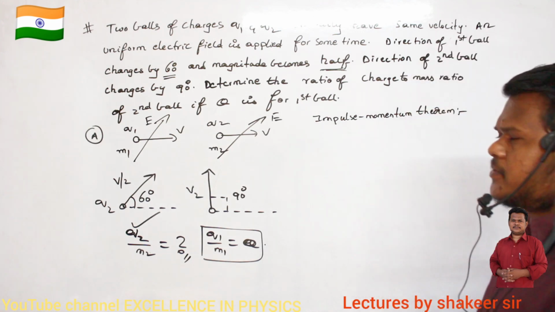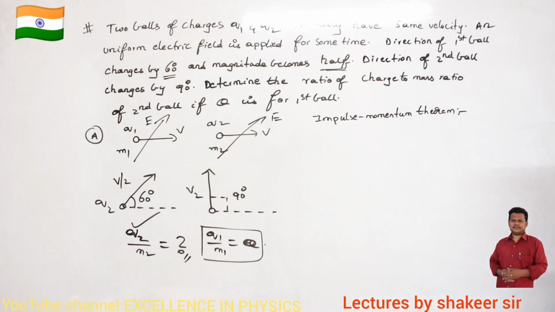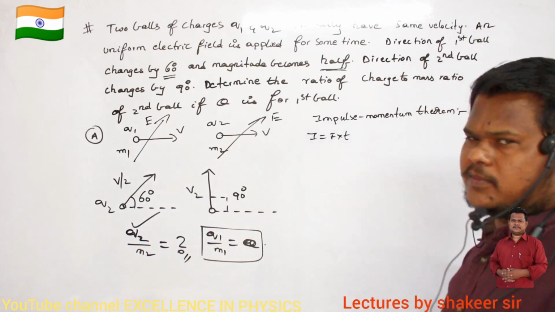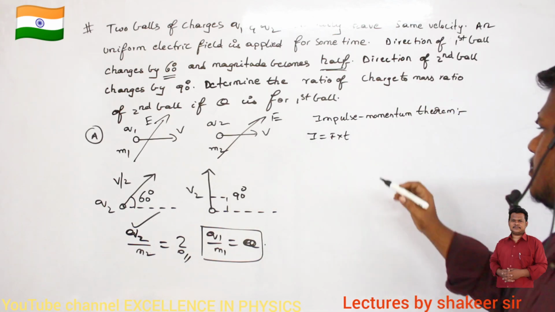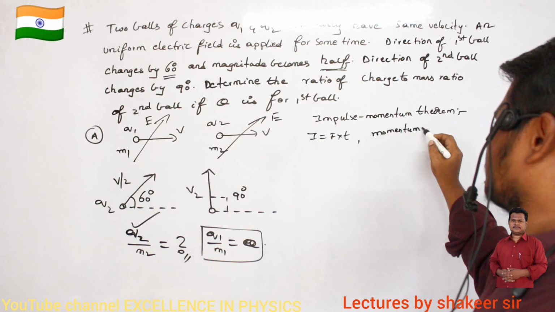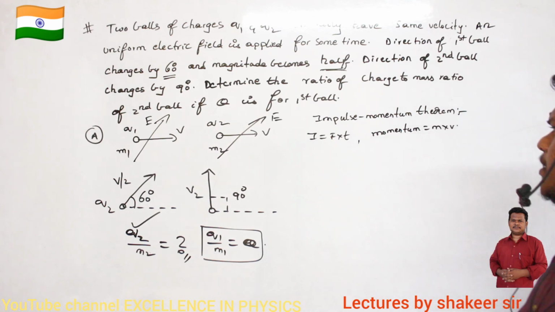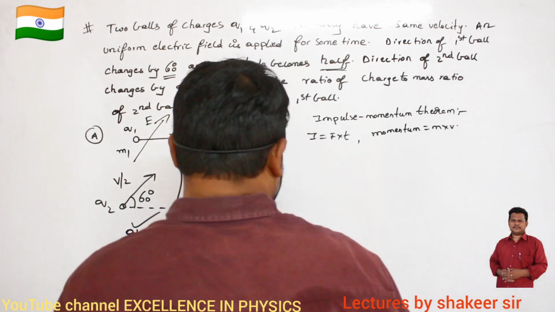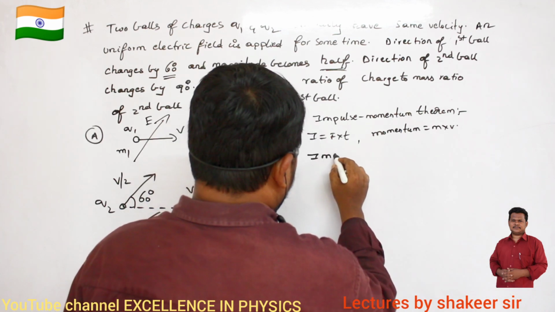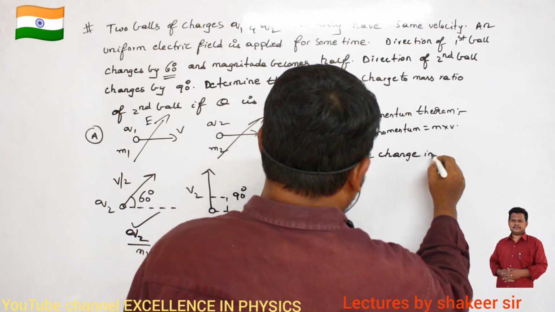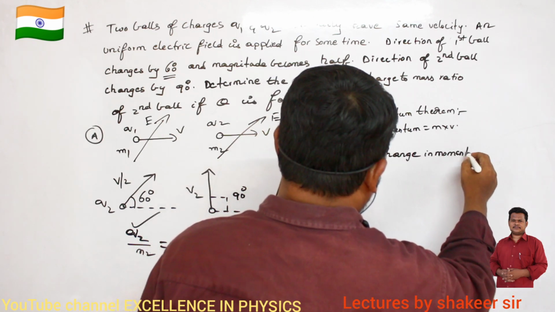In work, power and energy, we should have studied this. What is the impulse momentum theorem? What is impulse? I is equal to F into t. This is called impulse. Then what is momentum? Momentum is the mass into velocity of the body. What is the relation between them? Impulse is nothing but the change in momentum. You should have studied this previously. The impulse acting on a body is equal to the change in momentum. That's all. Clear?